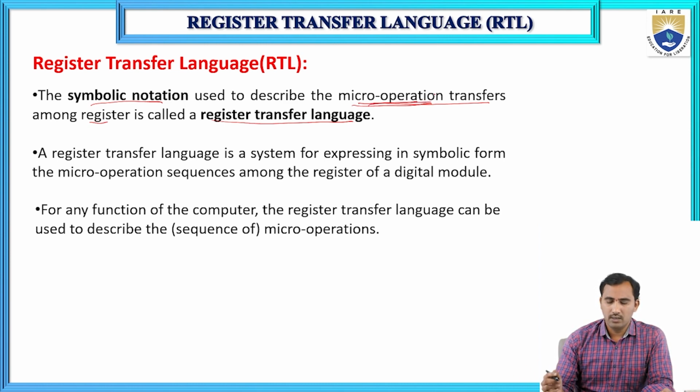For example, add and subtract are different micro operations. A register transfer language is a system for expressing in symbolic form the micro operation sequence among the registers of a digital module. For any function of the computer, the register transfer language can be used to describe the micro operations.